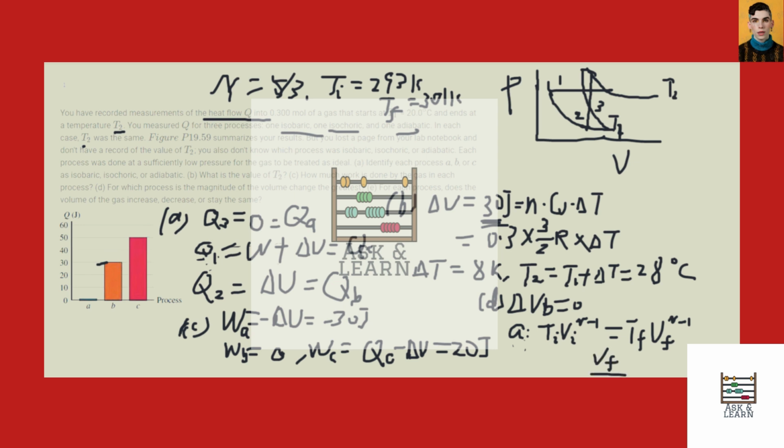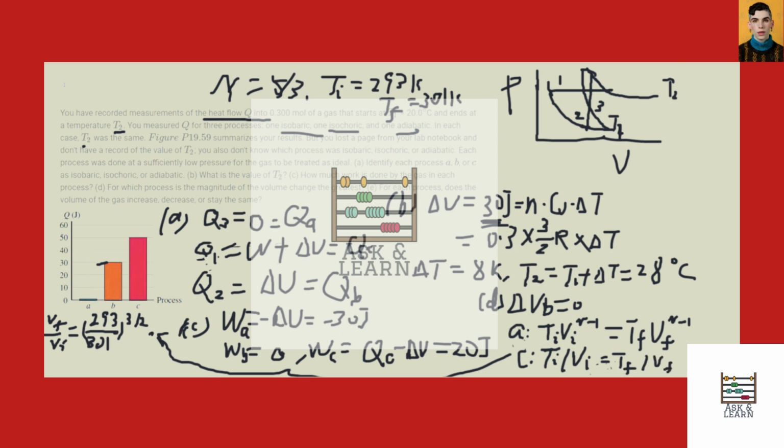There's no room here, so I'll just put it here. Maybe I need to write it smaller. So we can obtain Vf over Vi equal to 293, the initial temperature, over 301, to the power of 3/2. And for process C, because the pressure is constant, we have Ti over Vi equal to Tf over Vf.